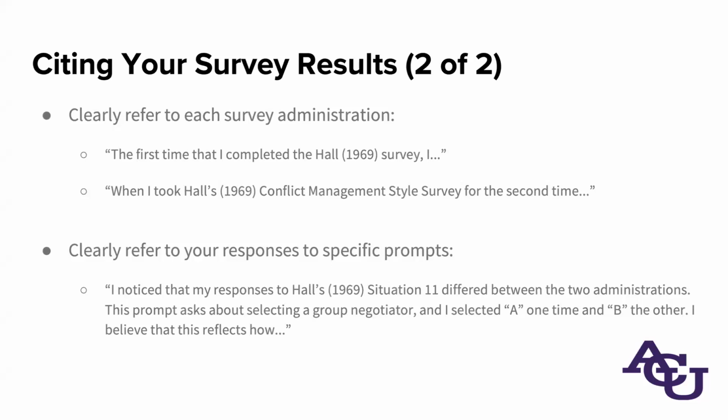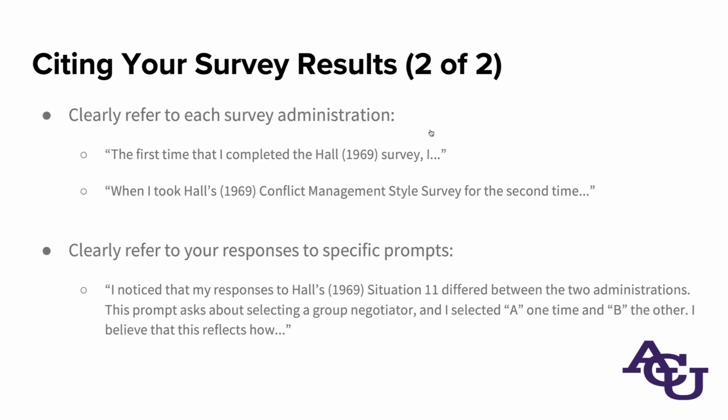So I noticed that my responses to Hall's 1969 situation 1, so it's referring to a specific item on that survey, differed between the two administrations. This prompt asked about selecting a group negotiator, and I selected A one time and B the other. And tell us how you feel about that, or how you understand that. I believe that this reflects how.